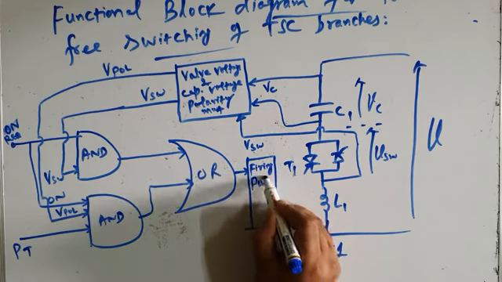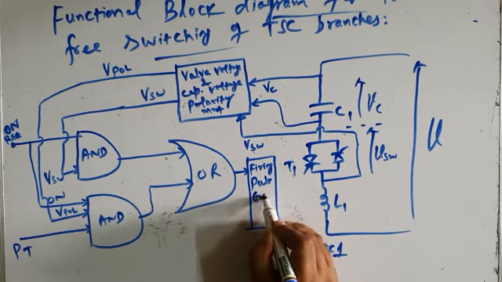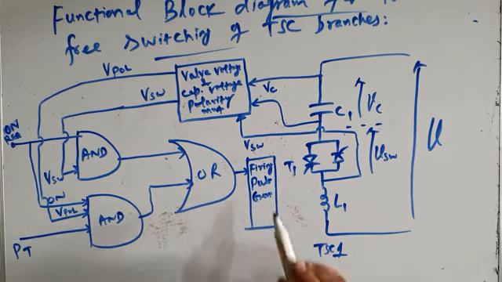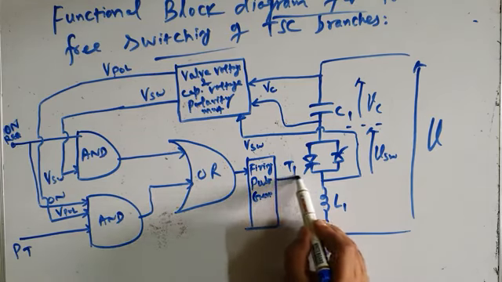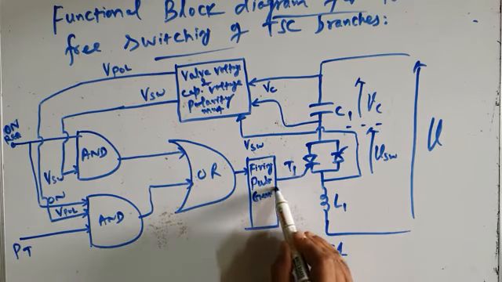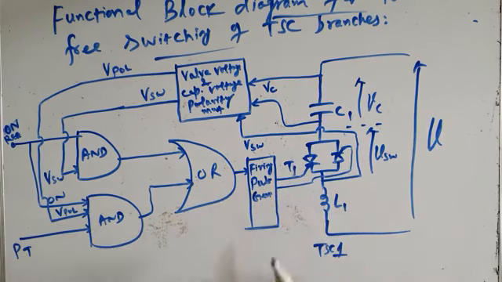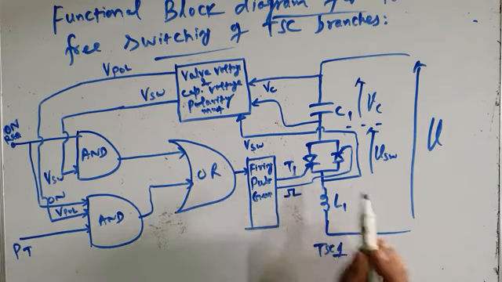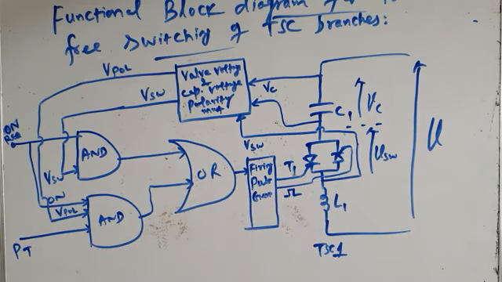This is the firing pulse generator, and it generates the firing pulses for the switches of the TSC, and it issues the firing pulses to the switches of the TSC and turns the TSC on. Let us see how transient free switching results.